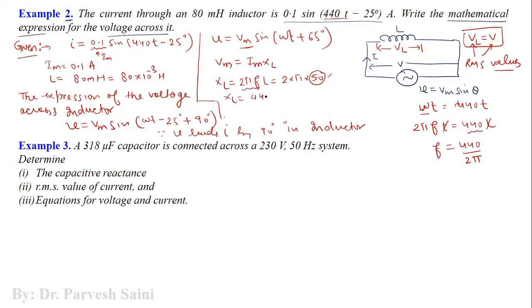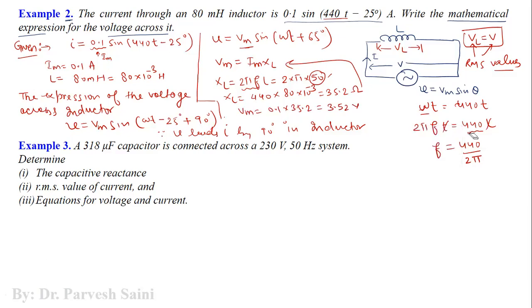So this is 440 into L, and L is 80 millihenry, so it is 80 into 10 raised to the power minus 3, and this would be equal to 35.2 ohm. Now we can put this value in the equation and get the peak value of the voltage. So Vm is equal to 0.1 into 35.2, so it is 3.52 volt.